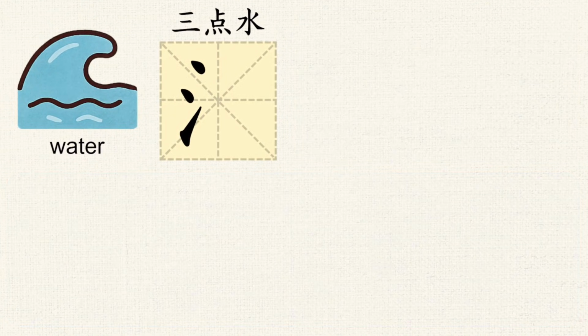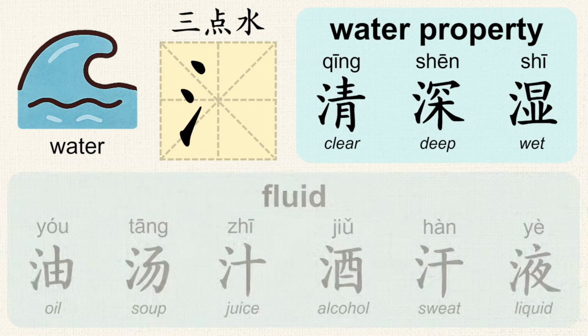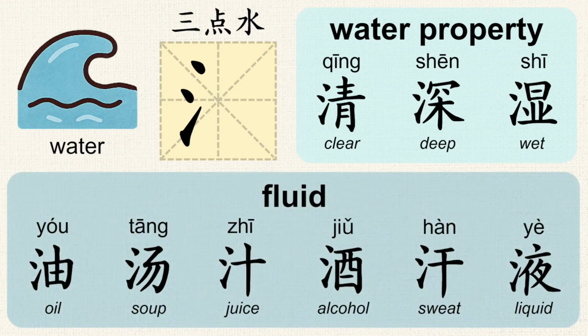But that's not all. It's also used in properties that water can have, like qing for clear water, shen for deep water, or shi for wet water. It's also used in all manner of fluids. You is oil, tang is soup, zhi is juice, jiu is alcohol, han is sweat, and ye, as in yeti, just means liquid.